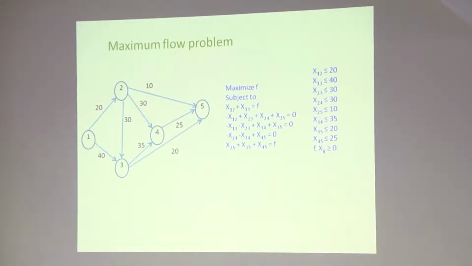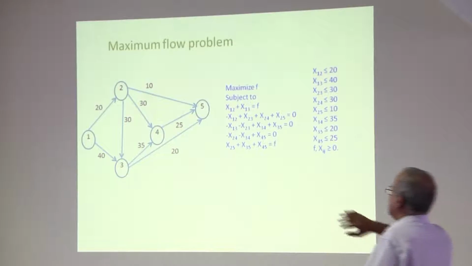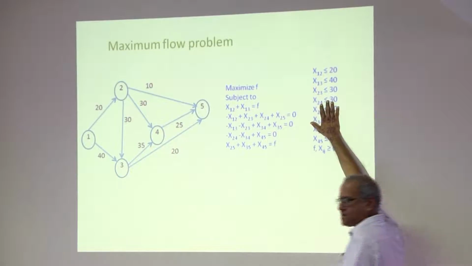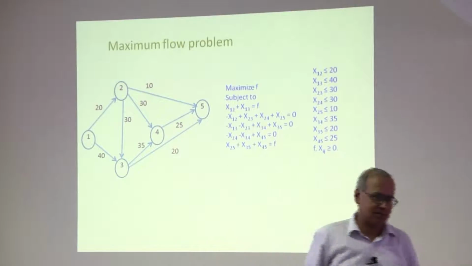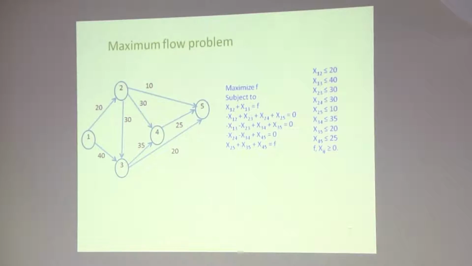So a general problem with n nodes and m arcs has as many variables as the number of arcs, and as many constraints as the number of arcs plus the number of nodes, plus 1, the way I have written it, that is where F is coming from. So given a network with n nodes and m arcs, I have n plus 1 variables and m plus n constraints.